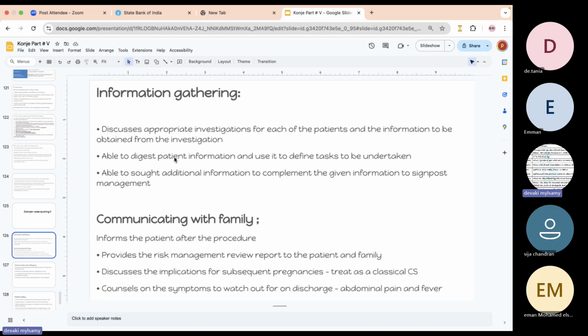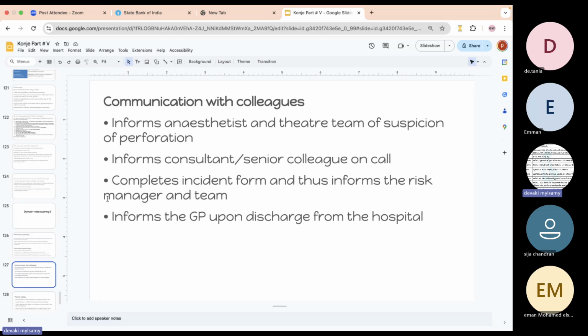Communication with patient and family. Inform the patient after the procedure. Now the patient is under anesthesia, so you will not be informing. Risk management, review, report to patient and family. Discuss implications for subsequent pregnancies. Not to treat it as a classical CS; those points we should not be mentioning here. Just explain the implication of this perforation on her future fertility. Counsel on the red flags to be reported, with 24-hour contact details and a patient information leaflet. So this is again communication with the patient.